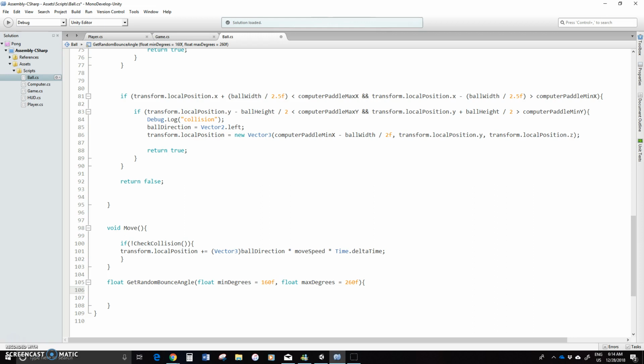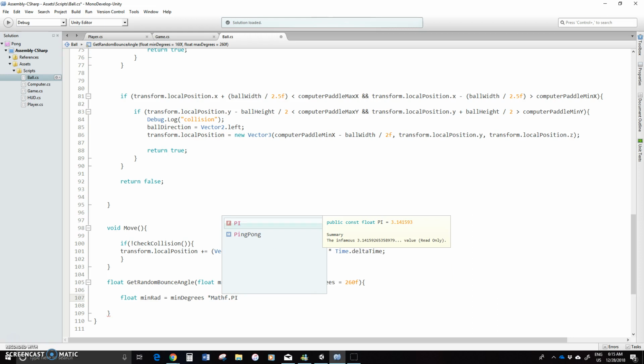But we need this to come out as a radian. So just like we were talking about with that math, I'm going to put in the float min rad. The minimum radians is going to equal the min degrees times Mathf.PI, so that's just being able to put in 3.14, and then we're going to divide that by 180. That's just the same math that we did before.